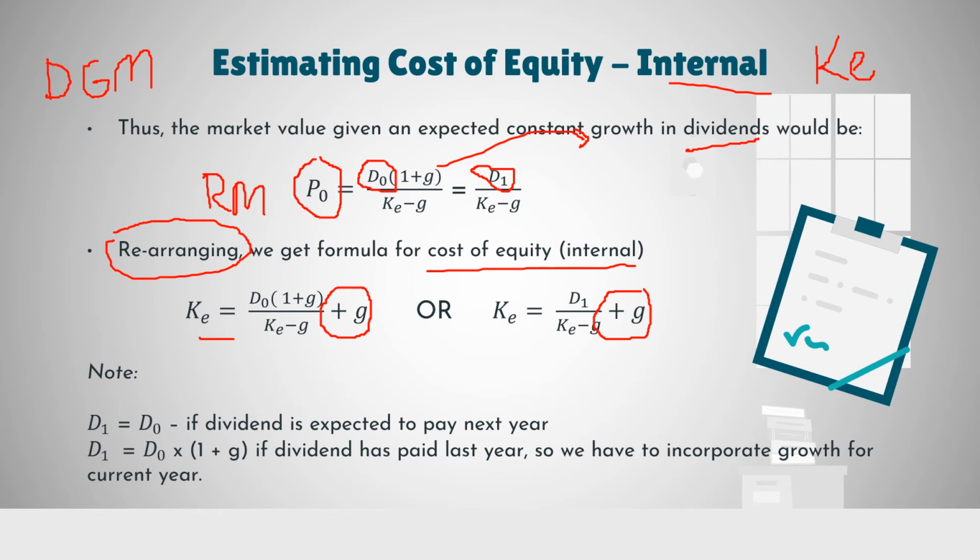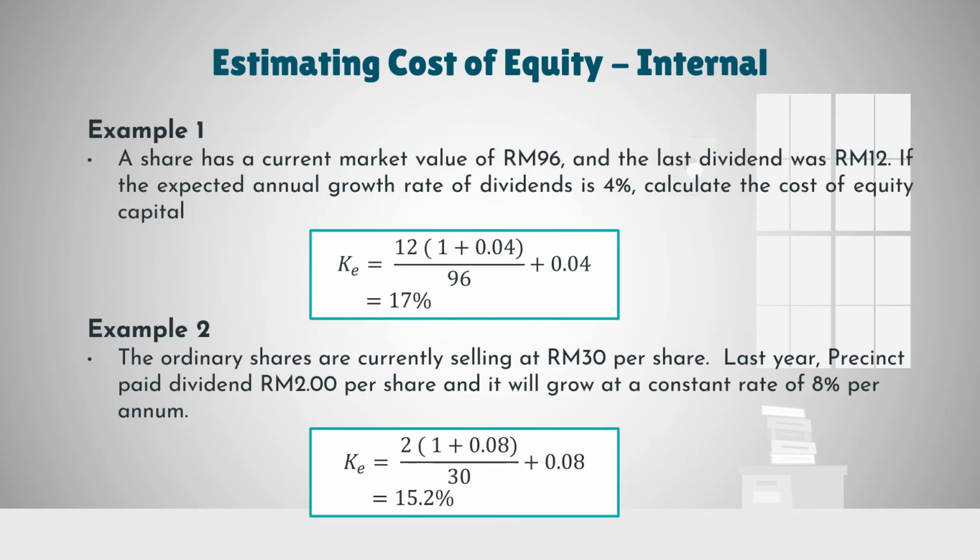So when you watch this video, I hope you have to list out the formula. Sama juga macam chapter 2, you kena keluarkan the formula. You state that for internal and DGM, apa formula yang kita pakai untuk DGM untuk calculate the cost of equity untuk internal. Okay, so next. Okay, this one is example.